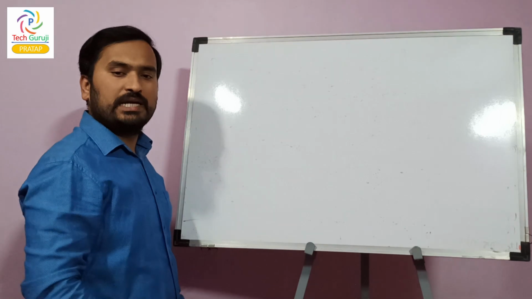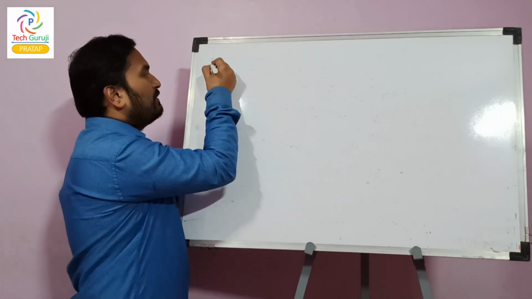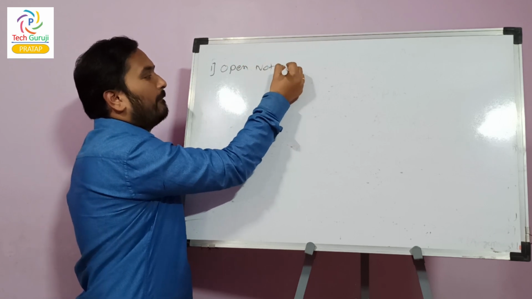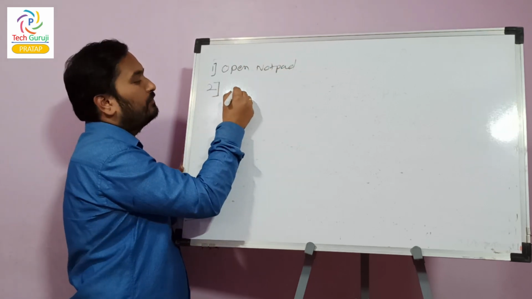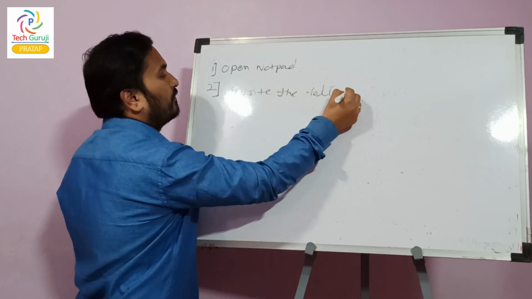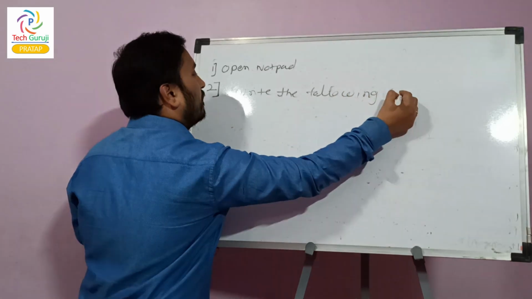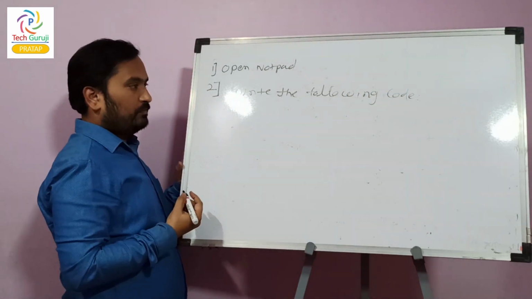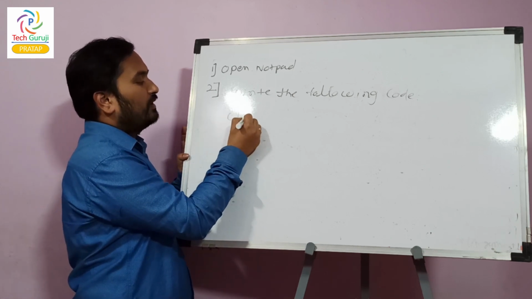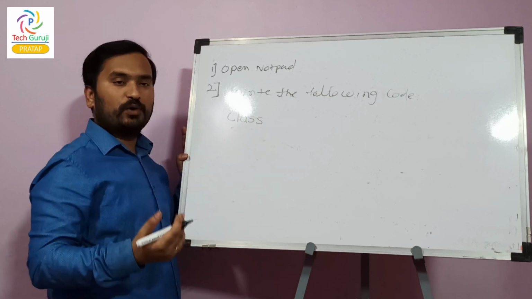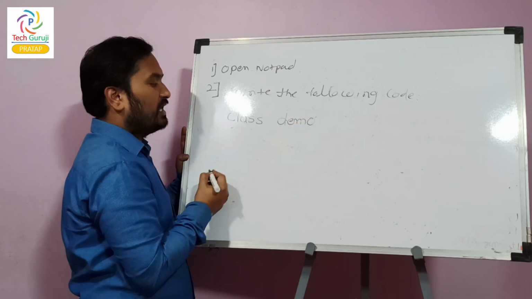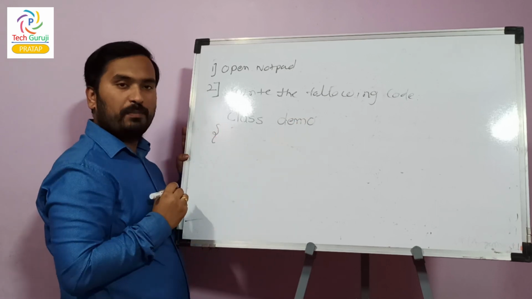To start a simple Java program, the first step is to open Notepad. Second, write the following code. The program starts with a class, so first, class and our program name. Our program name is demo. So class demo, curly bracket open.